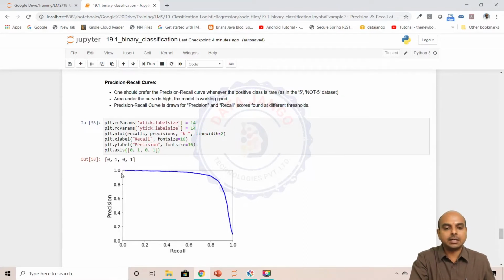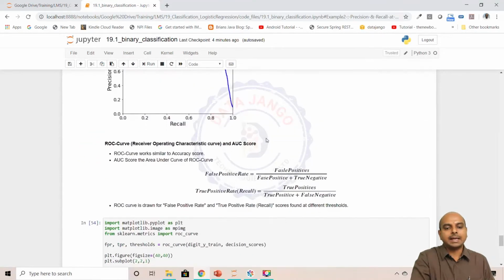And if the curve has more area under the curve, then the model is working well. Or in other words, if you have less space here, the model is working well. If you have more space here, there is room for improvement. How do you improve model performance? By making the model more complex or playing with the hyperparameters. So if the area under the curve is high, the model works well. That indicates that the model is working well. The precision recall curve is drawn for different precisions and different recalls at different thresholds.